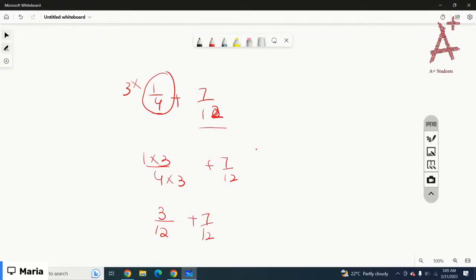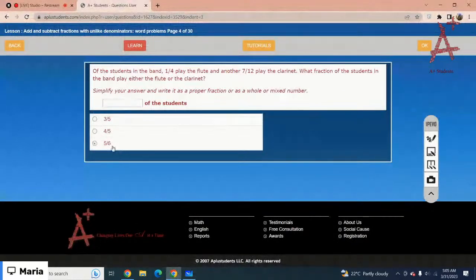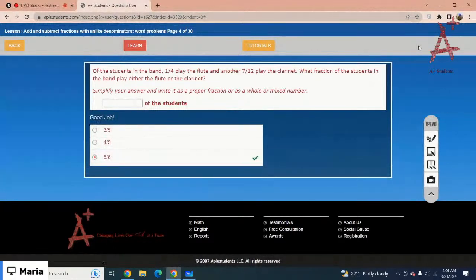Now they have the like denominators. You can add their numerators. So 7 plus 3 makes 10. So it would be 10 over 12. So you can divide them by a common factor, that would be 2. So just divide them by a common factor. It would be 2 times 5 is 10 and 2 times 6 is 12. So it would be 5 over 6. Got it? So the correct option is 5 over 6. So select the correct option and click on the OK button.